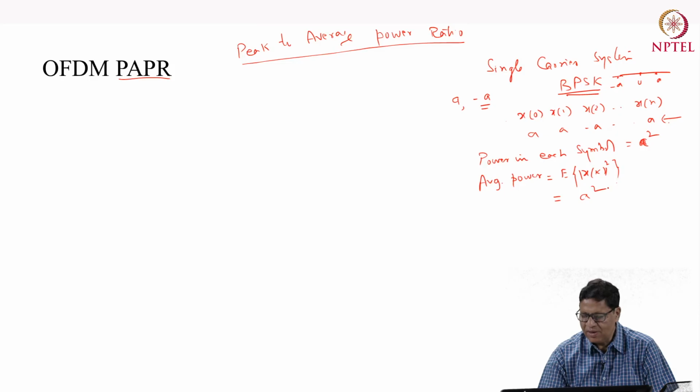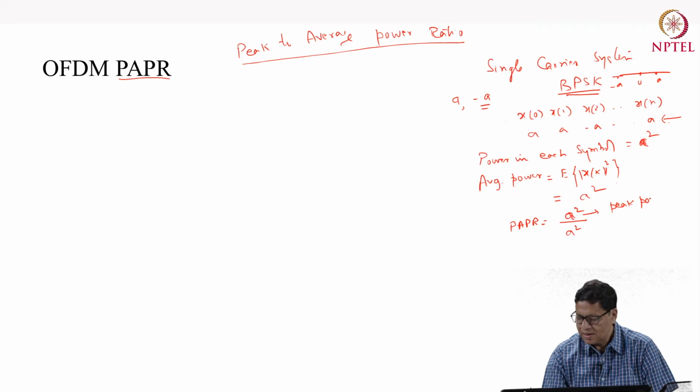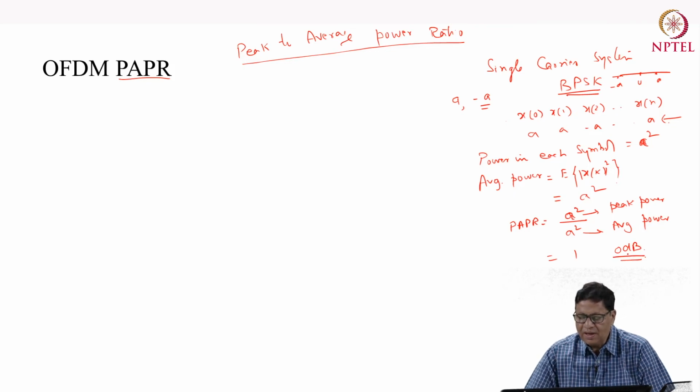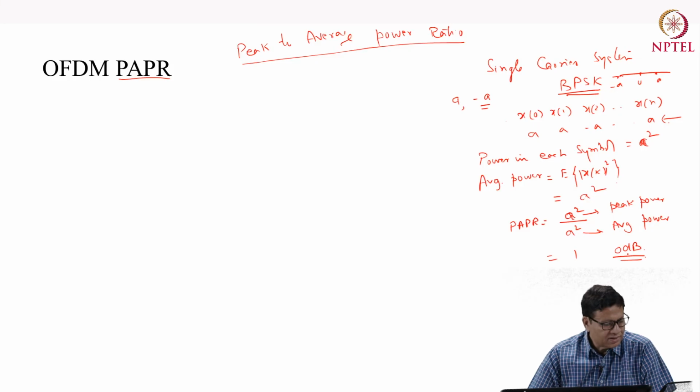So if I calculate the peak to average power ratio, that is PAPR, it will be A square divided by A square. This is the peak power, and this is the average power, which is 1, or you can say it is 0 dB. So this is the case of a single carrier system using the BPSK constellation scheme.